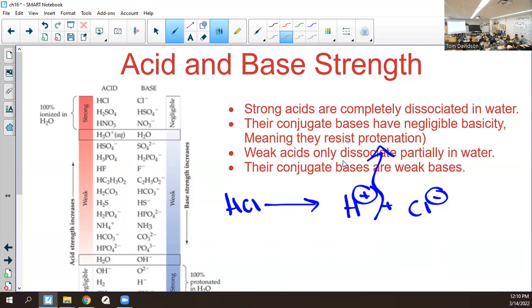Weak acids only dissociate partially in water. So like if I have acetic acid, which is HC2H3O2, we have just a tiny bit of H plus and C2H3O2 minus, like almost none of it dissociates. Now, this is interesting. This is something a lot of kids just never really get for some reason. Their conjugate bases are weak bases. Okay, now let me explain what that means.